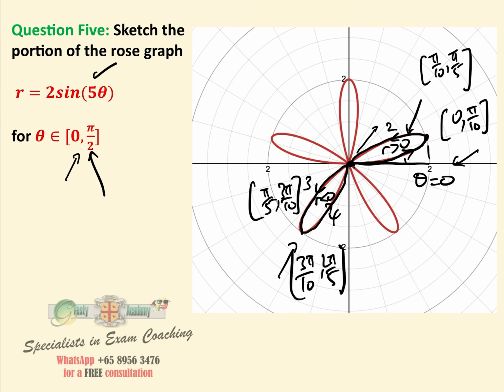Okay, now r flips positive again, and so basically it goes back into where it should be. So this bit here is the 5th bit, going up there, and that is from 2 pi over 5 to pi over 2, and that is the bit that we want. So the 2.5 petals that we have drawn is r equals 2 sine 5 theta from 0 to pi over 2.